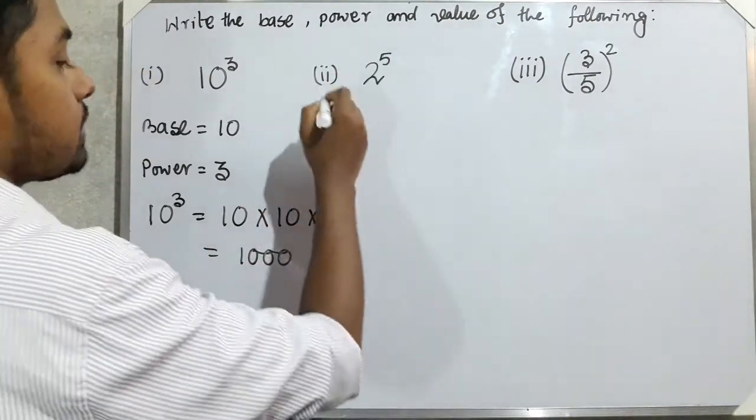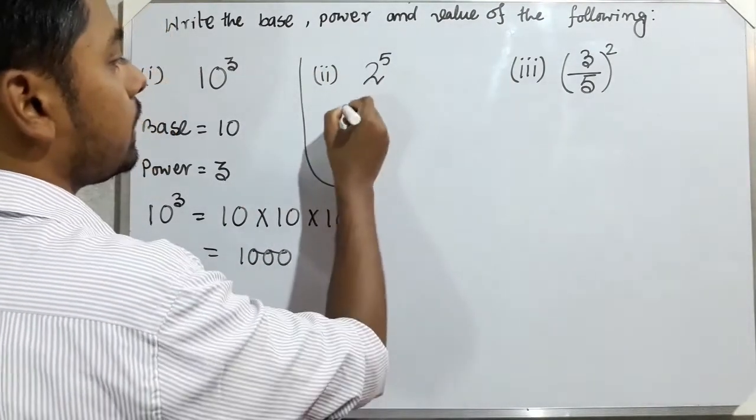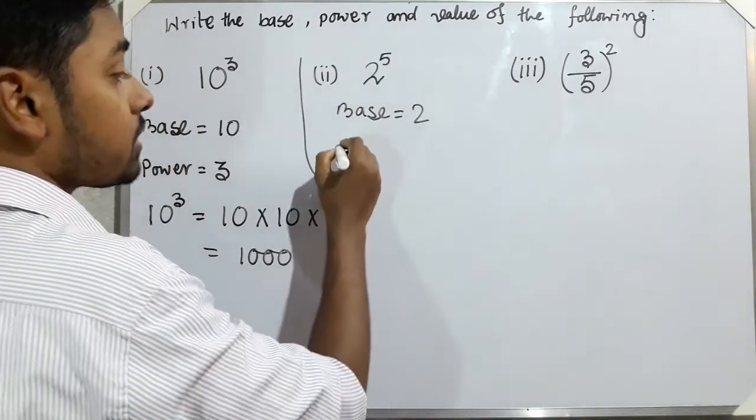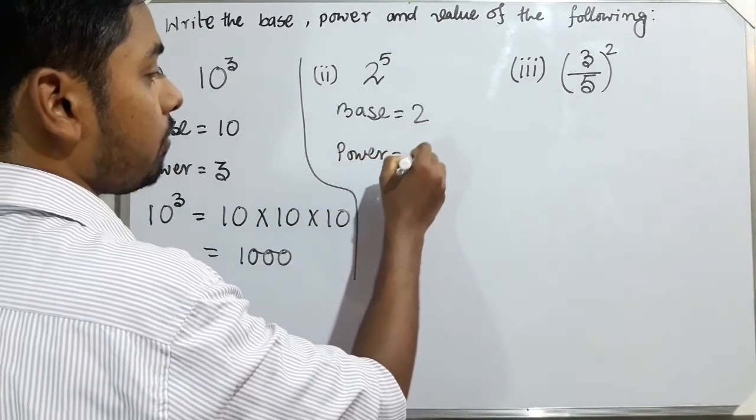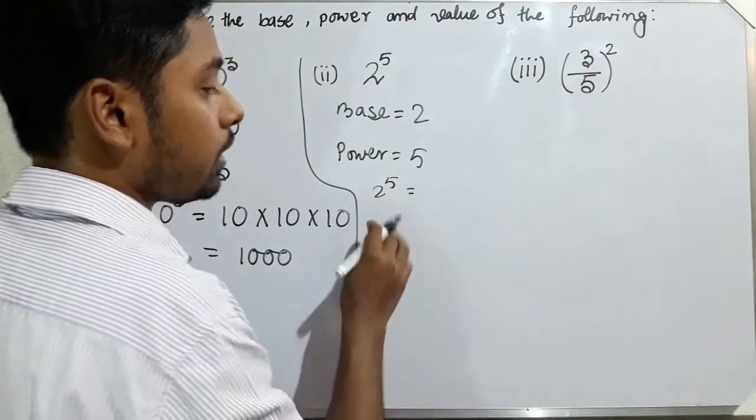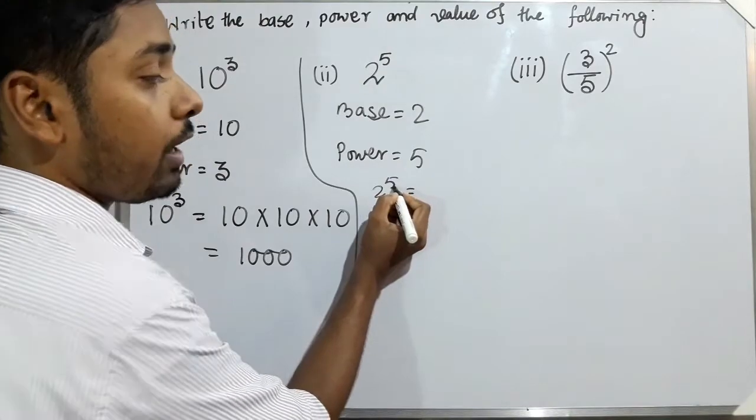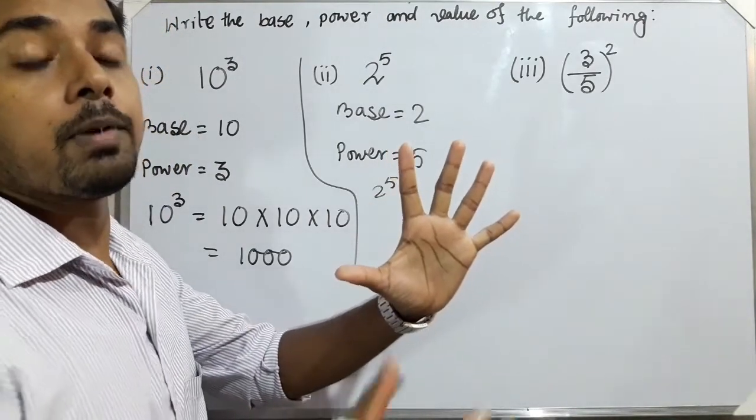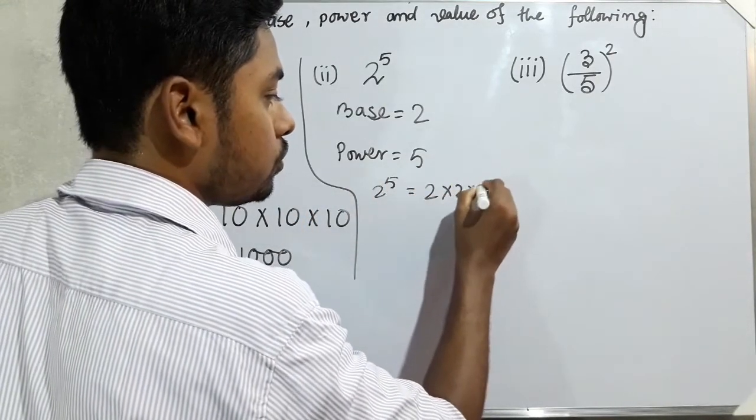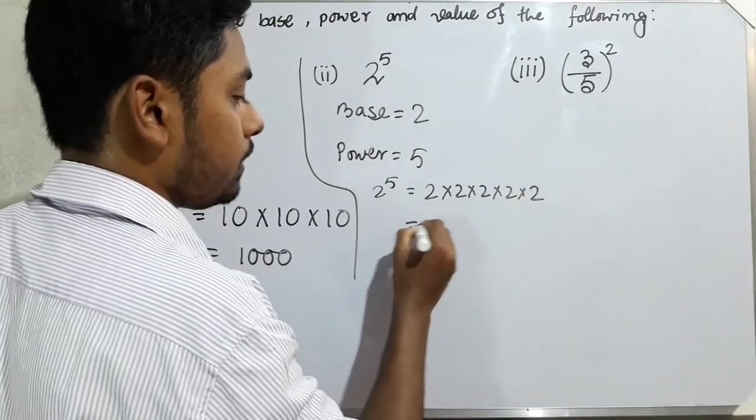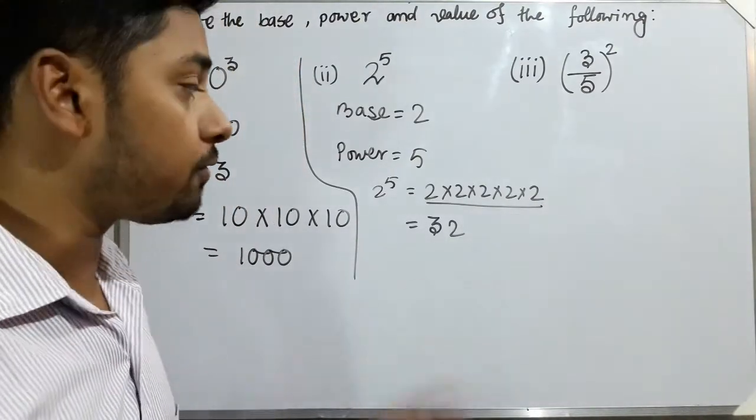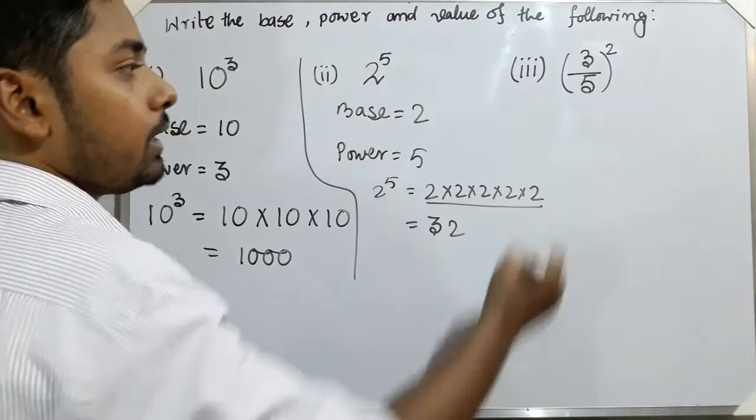Clear? Now suppose the second question, this one. Here base equals 2, power equals 5, and the exponent is also 5. Now what is the value? 2 to the power 5 equals what? How many times do you have to multiply? The power is 5, so we have to multiply the base 5 times. 1, 2, 3, 4, 5, equals 32, and this is called the exponential form of 2 to the power 5. Clear? Now we have to solve this one.